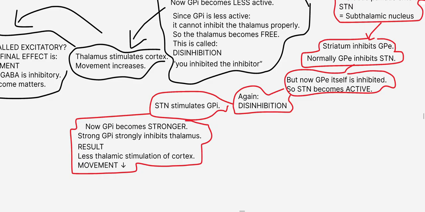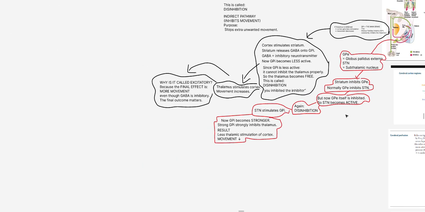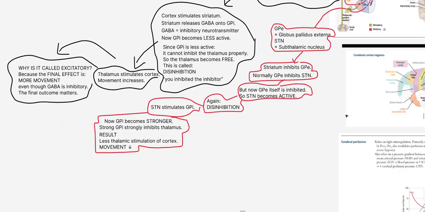So overall, if I look at the summary of this indirect pathway, what is happening is I am activating the striatum, and the striatum is inhibiting the GPE. When I inhibit the GPE, I activate the subthalamic nucleus. There is no more brake on the subthalamic nucleus by the GPE. The subthalamic nucleus is free. And the subthalamic nucleus goes and activates the GPI, and this inhibits the thalamus, and less movement is seen.